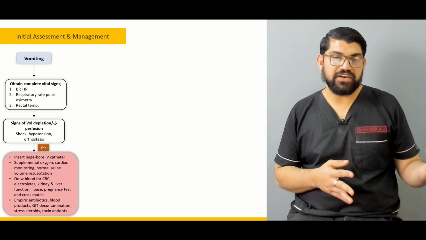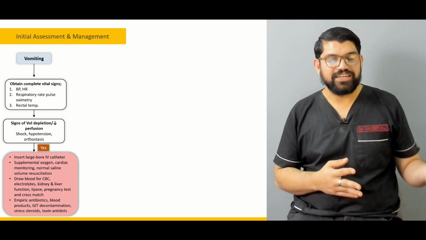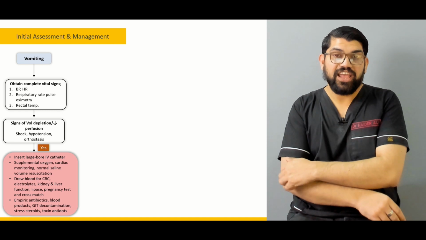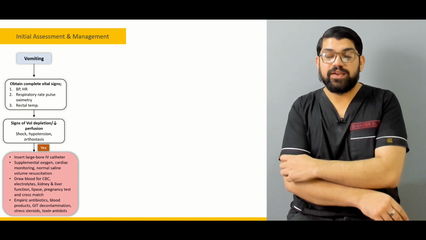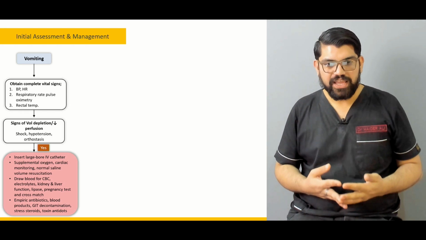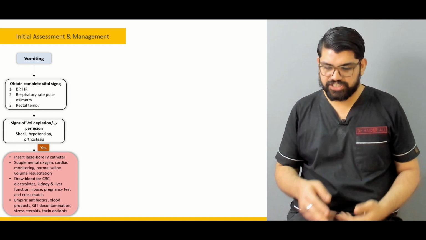Give empiric antibiotics if there is acute appendicitis, pancreatitis, or acute cholecystitis. GI decontamination if there is bowel obstruction and bilious vomiting, and blood products if it's due to an upper GI or lower GI bleed.